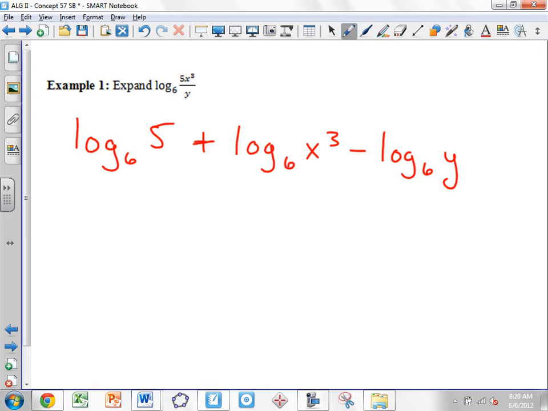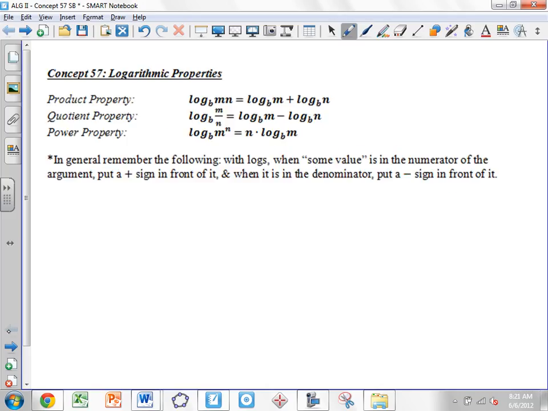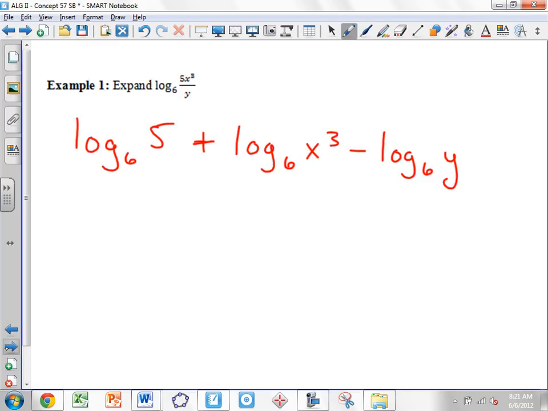Now, remember how I said when there's an exponent, you can bring it down in front here? See how this exponent kind of comes down right in front there? To show you that, think of this right here as the following. You don't have to write this if you don't want to, it's just the derivation. Think of this quantity as the log base 6 of x times x times x.